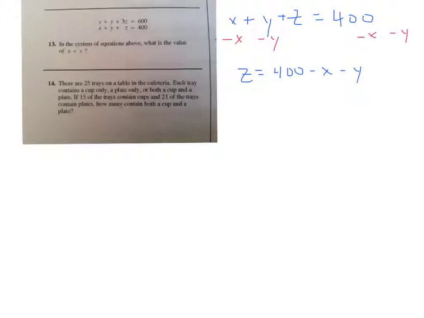Now we can take that and plug it into our first equation, where we have x plus y plus 3z. Again, we're going to plug in this z right here. We have 3 times 400 minus x minus y equals 600.